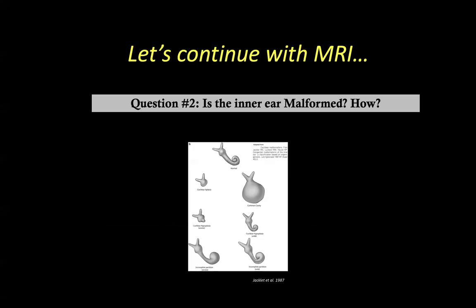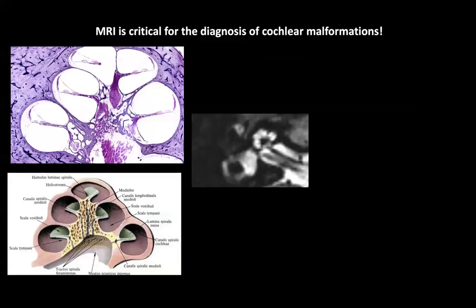You know, we have incomplete partition, type 1, 2, 3, several cochlear hypoplasia, common cavity, rudimentary otocyst, and blah, blah, blah. What is important? First of all, you visualize the nerve. If the nerve is not present, you don't care about the malformation because they cannot implant. Second, you need to ask yourself how the cochlea is different from normal.